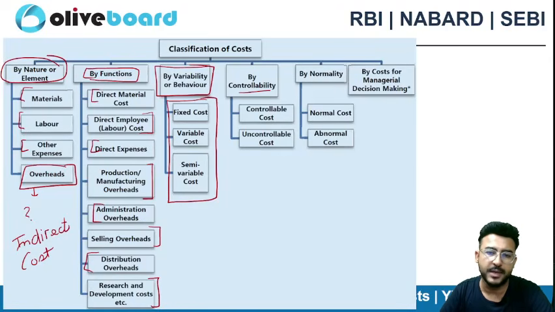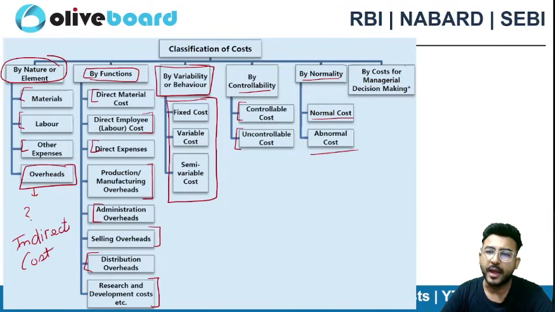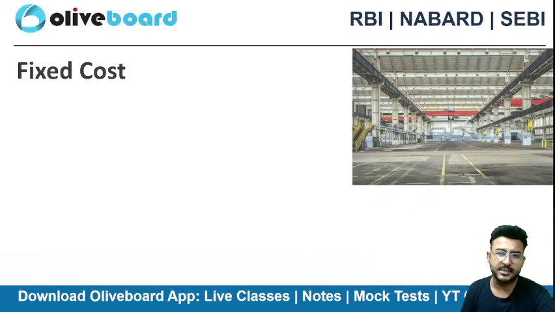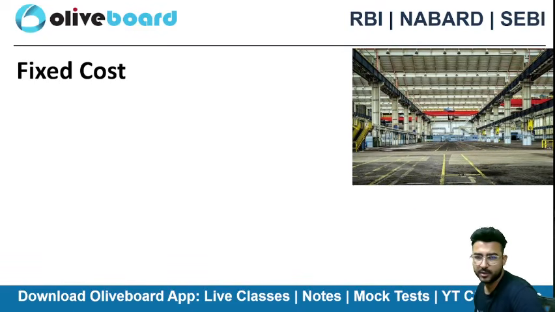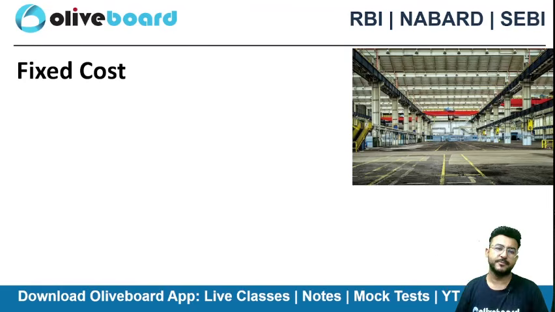Based on controllability, if we are able to control it, then we call it controllable cost. If we are unable to control it, then we call it uncontrollable cost. Based on normality, it is a normal cost or an abnormal cost. And cost for managerial decision making is nothing but your marginal cost that we are going to study in the respective chapter. So let's first discuss fixed and variable cost. Then we can discuss the semi-variable cost as well.